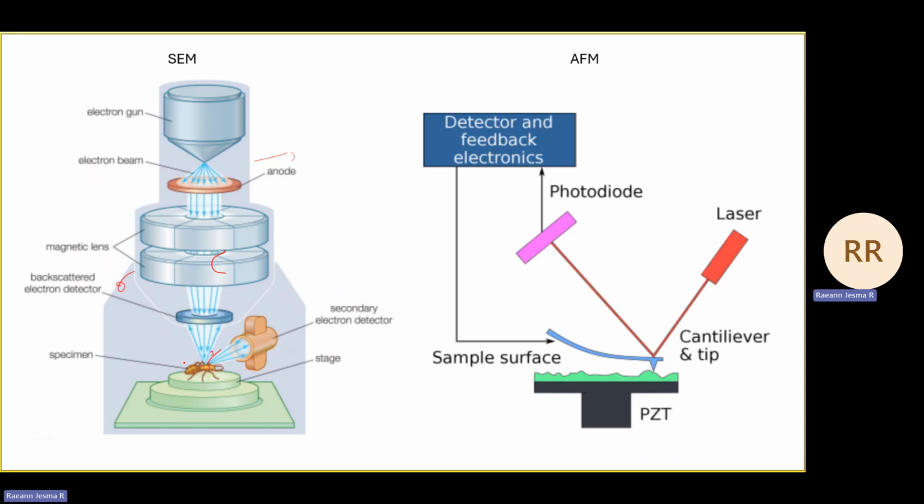So to detect both of the electrons, we have two kinds of detectors, and these detectors will be used to form images by collecting the electrons that are coming. Okay. So this is SEM. So SEM is scanning electron microscopy. So here we can scan the surface.